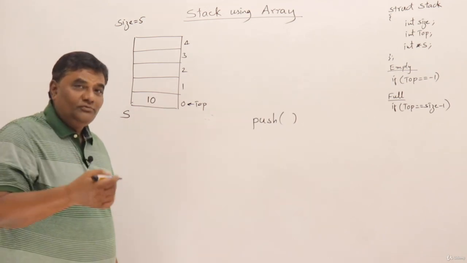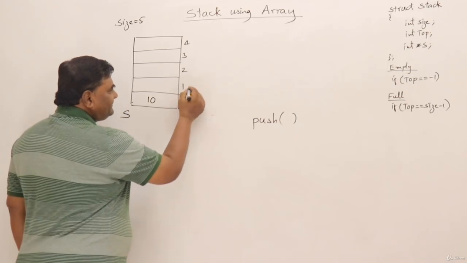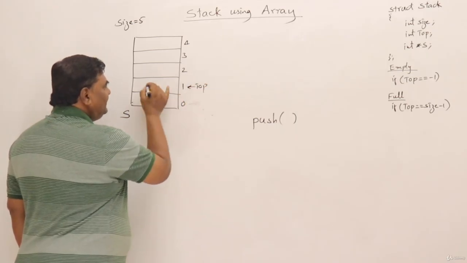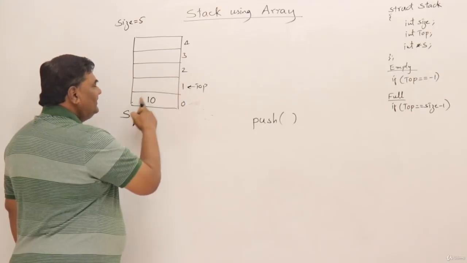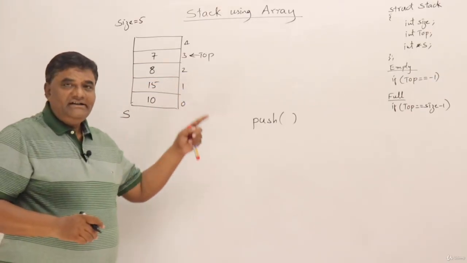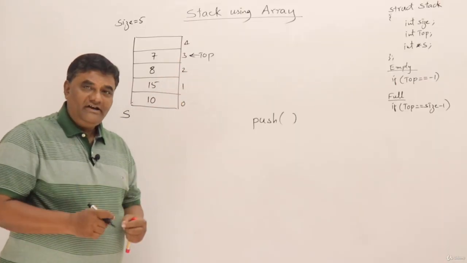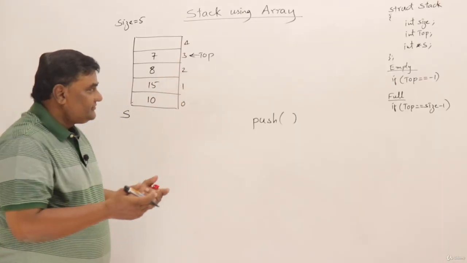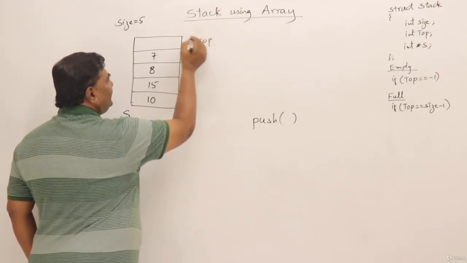Then I want to insert one more value, 15. So increment top pointer, top plus plus, top will move here and insert the value at s of top, that is s of 1. Top is 1 now. So s of 1, insert a value. I'll insert few more values. So right now top is here, which is at index 3. I want to insert one more value, that is 20. So yes, increment the top pointer and insert the value 20.